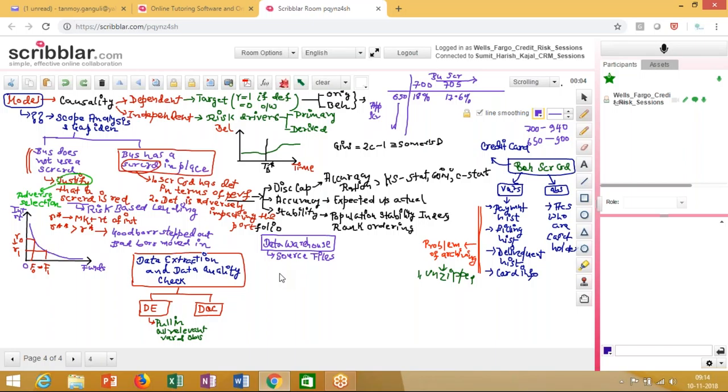Now, from these source files, your raw variables are extracted. So what are these raw variables? Your raw variables are maintained in some specific format, in some specific way. Generally, mostly for big banks, your raw variables are extracted by your data expert teams or data engineers, as you may call them, or whatever.